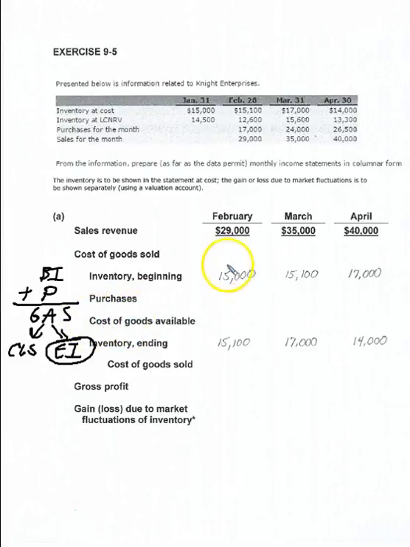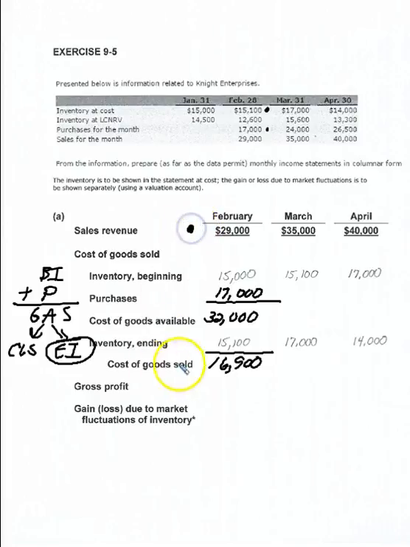Okay, so we have beginning inventory at cost. We have purchases this month of $17,000. So 15 plus 17 gives us goods available for sale of $32,000. And then the company will count their inventory at the end of February, and they cost it at $15,100. So of the goods available for sale, if they still have $15,100 on hand, then that means they must have sold the other amount, the $16,900 is the cost of goods sold. Okay, and we know in the big picture of things, our sales revenue less the cost of goods sold gives us gross profit. That's going to be $12,100 here in the month of February.